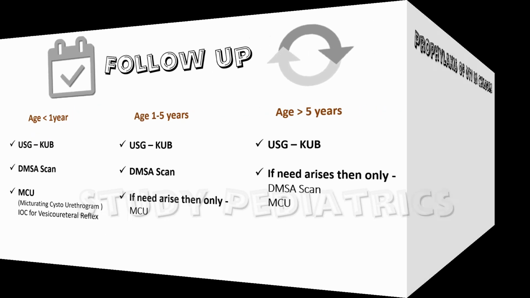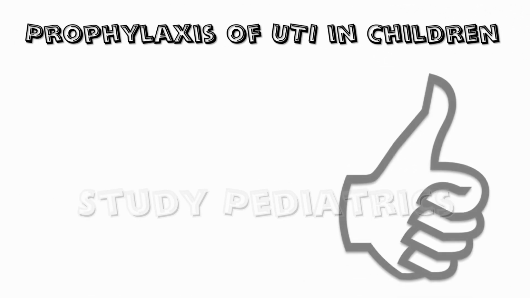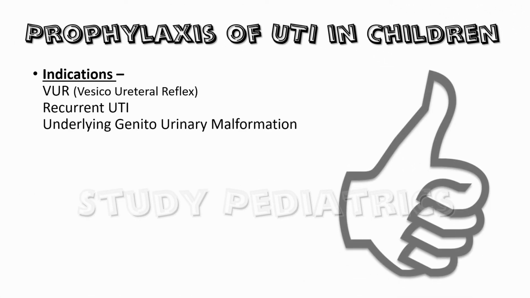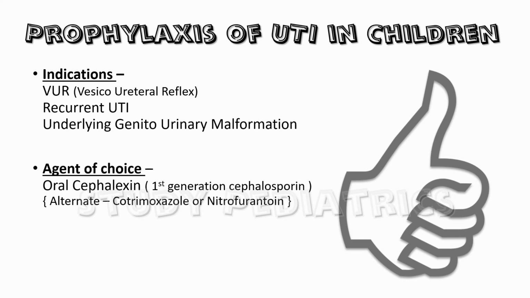Now let's see the prophylaxis of UTI in children. Coming to the indications, prophylaxis is given in the children having VUR or vesico-ureteric reflux, recurrent UTI, and underlying genitourinary malformation. The agent of choice used is oral cephalosporin, in which first generation cephalosporin is preferred. Alternately, cotrimoxazole or nitrofurantoin may be used. The duration of treatment is up to 1 year.